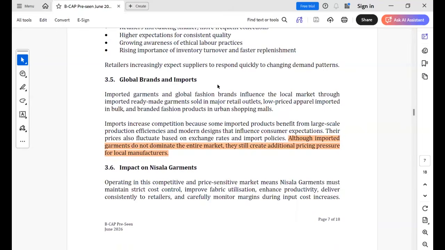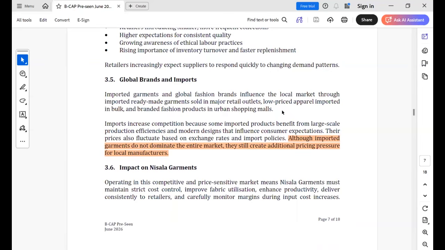Global brands and imports. Imported garments and global brands influence the local market through imported ready-made garments sold in major retail outlets, right? Because in Sri Lanka, we have an open economic policy. So internally you can produce, and you can also import finished garments, right? So then you have competition.